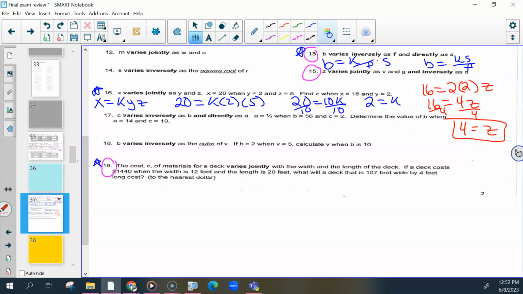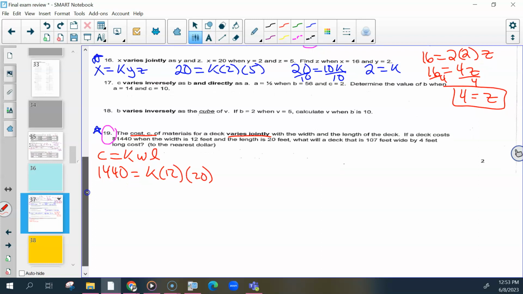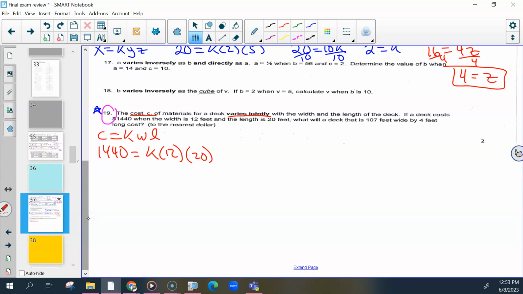19, we have to read it, figure out what type, how we're going to set it up, and then start to solve it. The cost C varies jointly, so the setup is going to be similar to 16. C equals K times the width and the length, so we're going to call that W and L. We know the cost is $14.40. Don't know K. We know the width is 12. The length is 20. So we can use this information to find K, multiply, and divide.